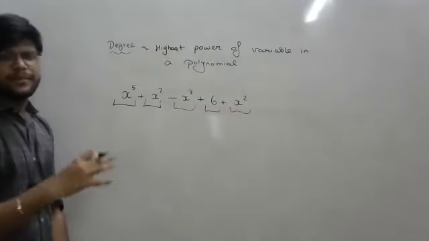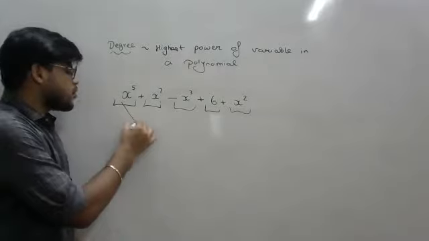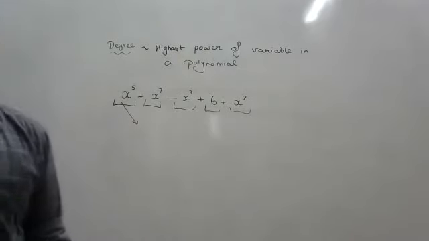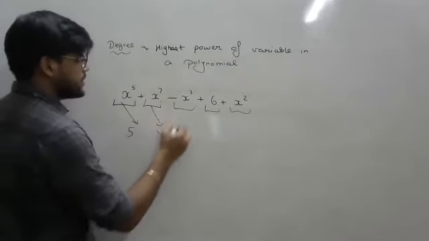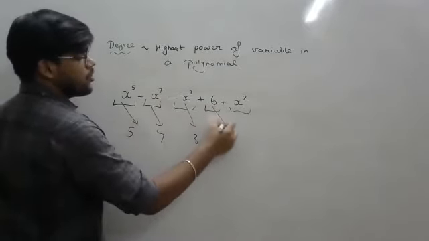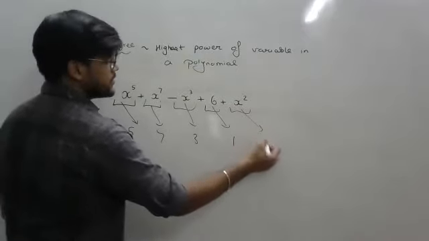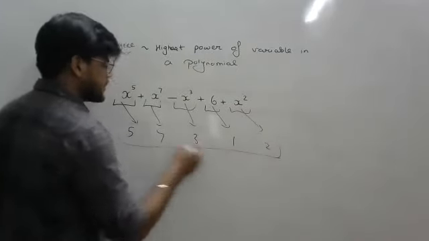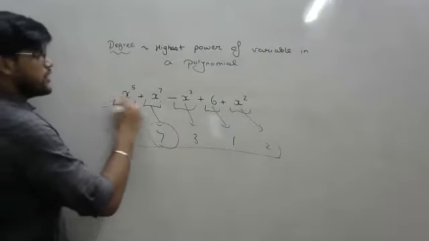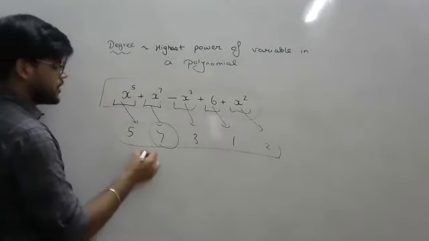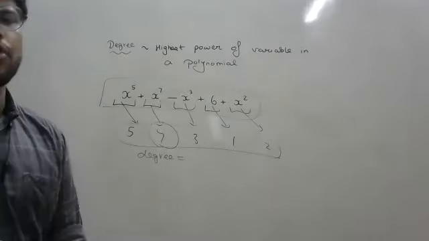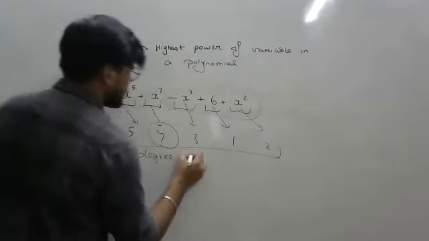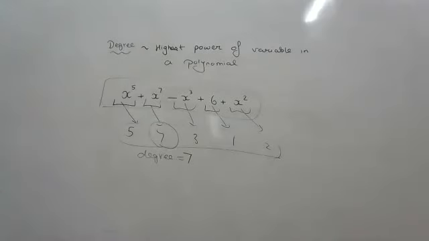They are considered as separate terms. We have to only consider the power of variables. Here it is 5, here it will be 7, here it is 3, for the constant it is 1, and here it is 2. Out of these powers, 7 is highest, so if they simply ask the degree of the polynomial, it would be 7. Degree means highest power of variable.